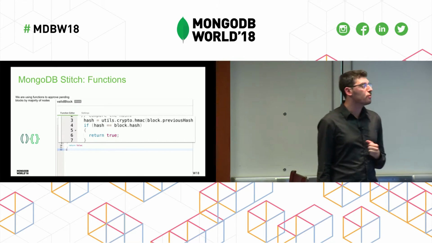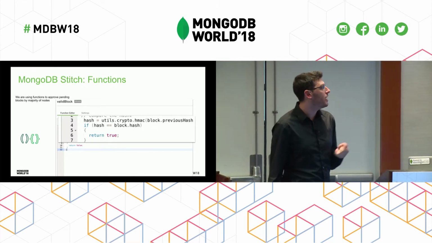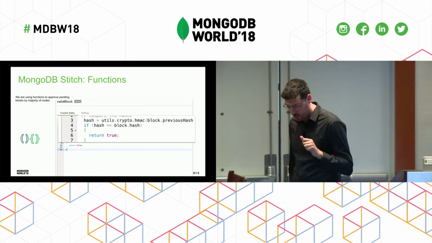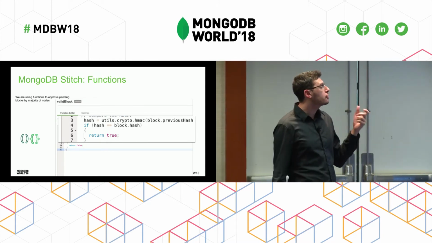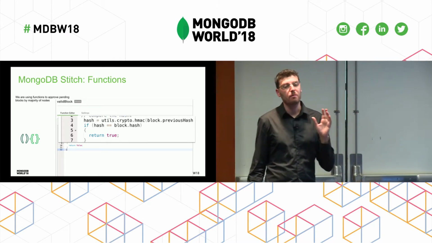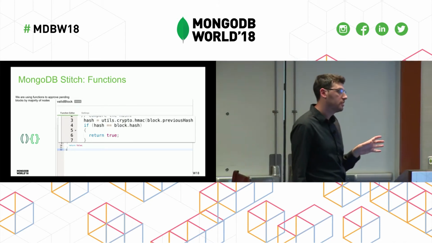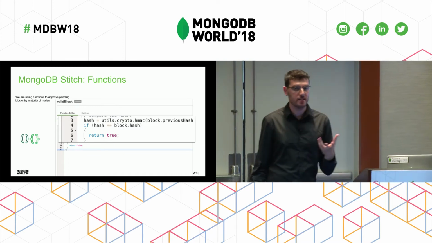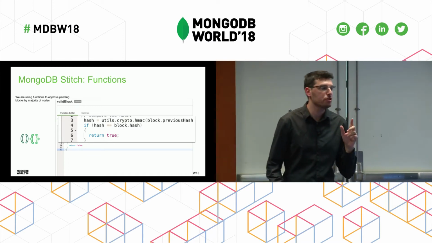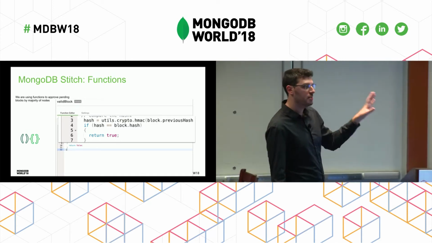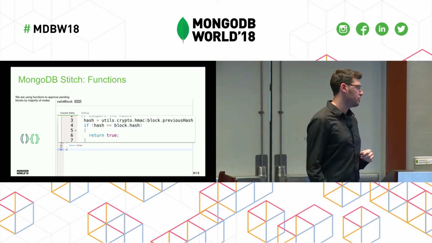And another cool thing is that Stitch has a utils.crypto. So we used HMAC hashing to actually verify if a block indeed has the correct hash compared to what it says it has. So we can double check it on the nodes layer, and also once it is actually inserted into our database, which is powerful.